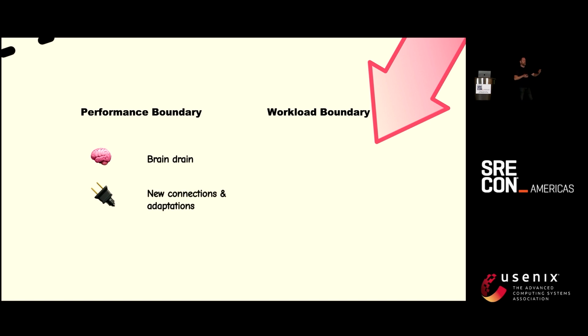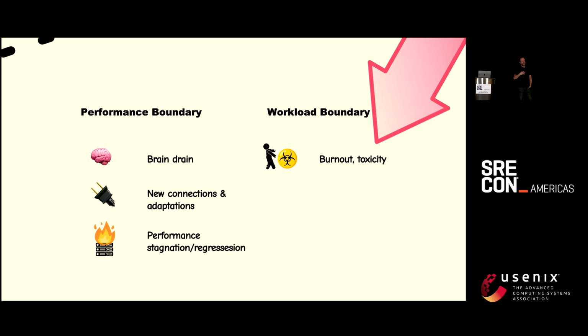We might either need to relearn things, we might need to reorganize, we might need to restructure, we might need to pull more people on an on-call rotation, all different kinds of actions. And usually what suffers is system performance. It will stagnate or it will regress unless we do a complete wholesale restructure and change everything. On the workload boundary, usually this leads to the inevitable burnout and toxicity.